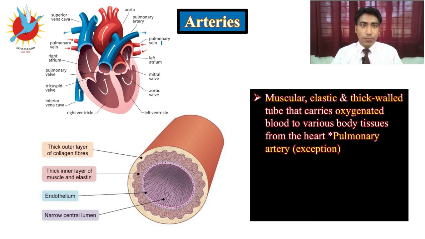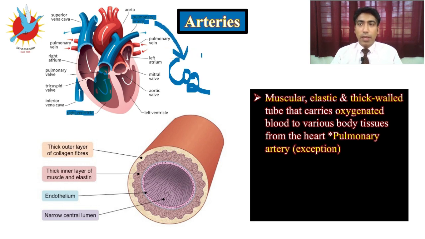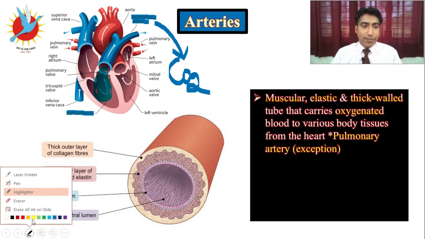Dear student, this is a diagram of the human heart, and here you can see that this is the pulmonary artery, and this artery emerges out from the right ventricle, and you know very well that the right ventricle is an area which is filled with deoxygenated blood. So that is why the pulmonary artery carries deoxygenated blood inside it. So the pulmonary artery is a type of exception.